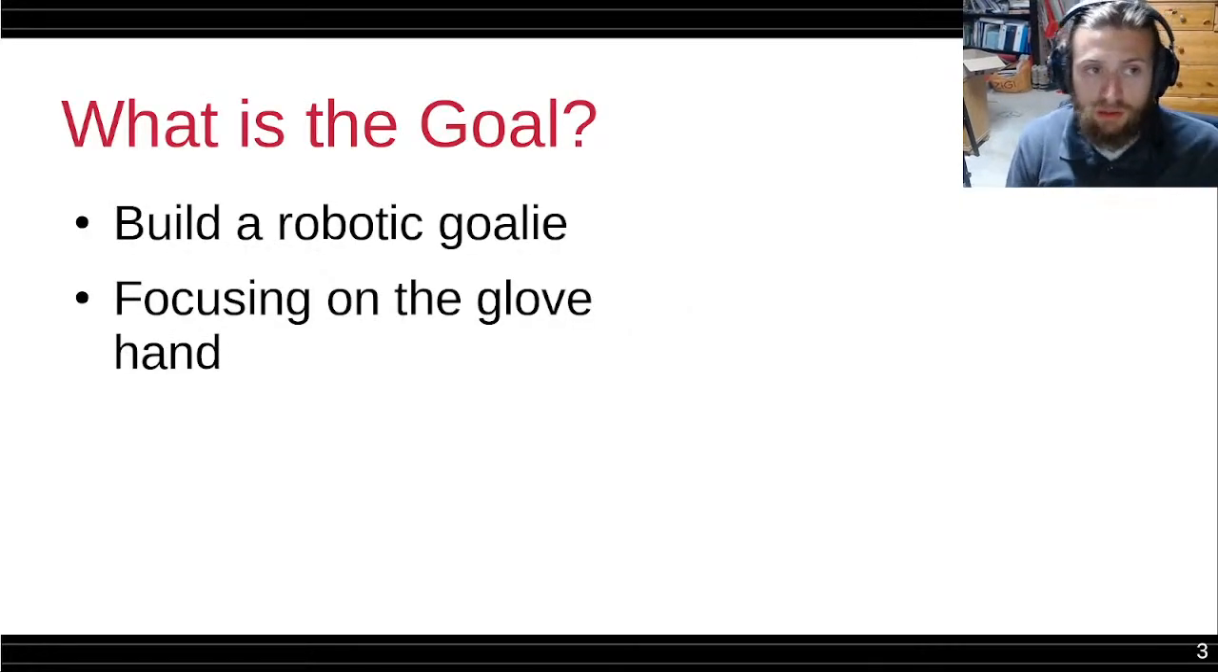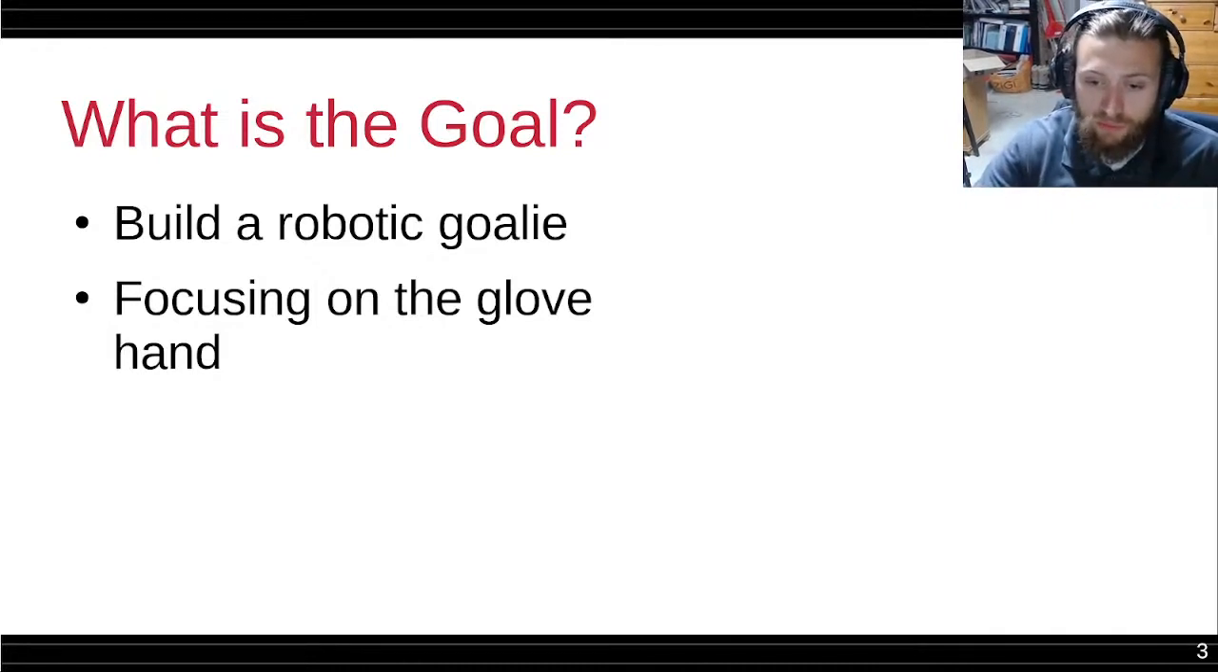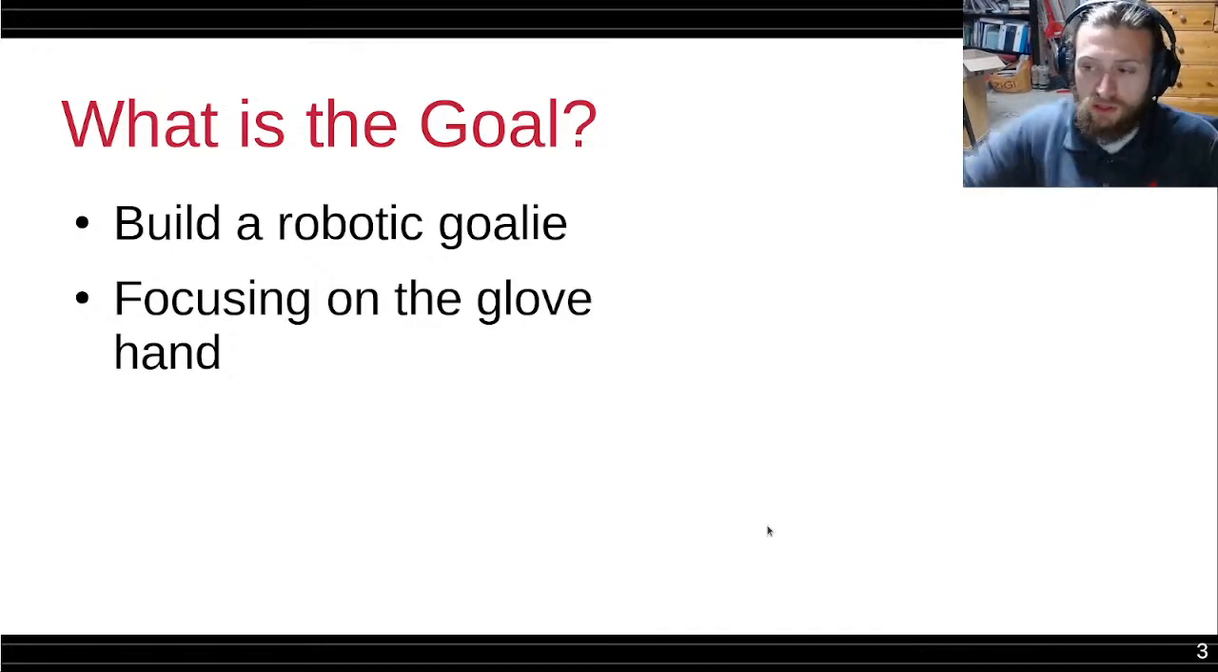So, let's start with an analysis of what our goal is. Obviously, our goal for this project is to build a robotic goalie. Focusing right now on the glove hand, we're not focusing on the stick hand.